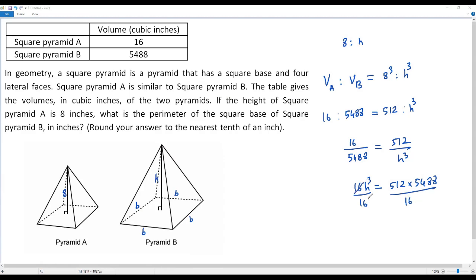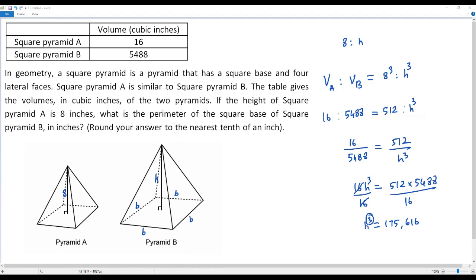When I do so, this 16 will cancel. Then I'm getting h cubed. And now we can evaluate the value of this one using a calculator. So when I evaluate the value of this one using a calculator, I'm getting 175,616. Now, to solve for h, we have to get rid of this exponent 3.